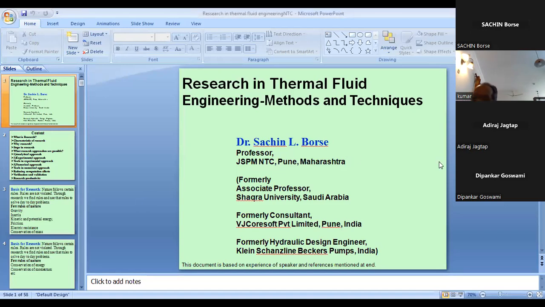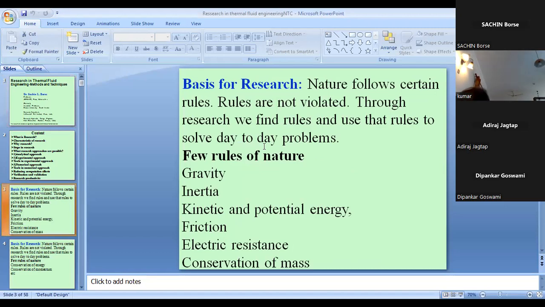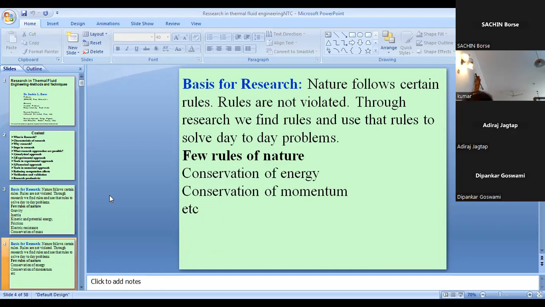So I will just quickly recap what we did last time. We started with the fact that nature follows the rule, and if you find this rule, you can use this rule for the benefit of mankind. I listed a few rules: gravity, inertia, friction, electric resistance, and so on, conservation of energy, conservation of momentum. All these are rules of nature. Nature follows the rule, and we can use these rules for the benefit of mankind.